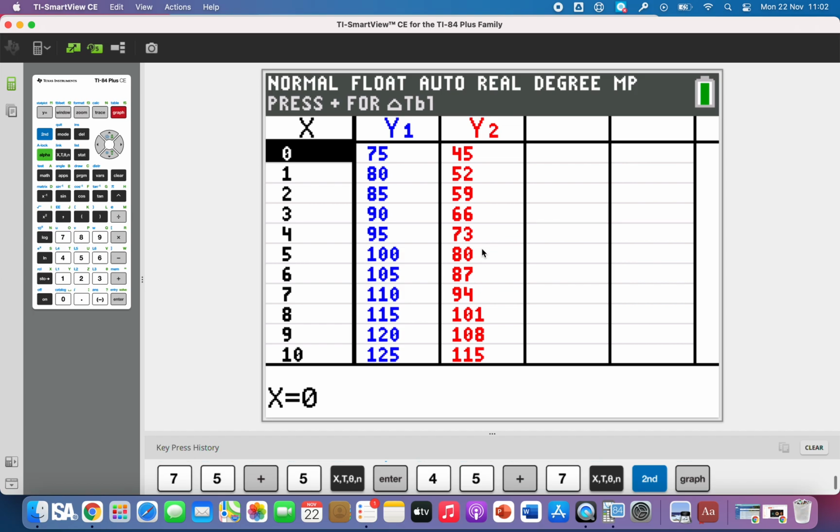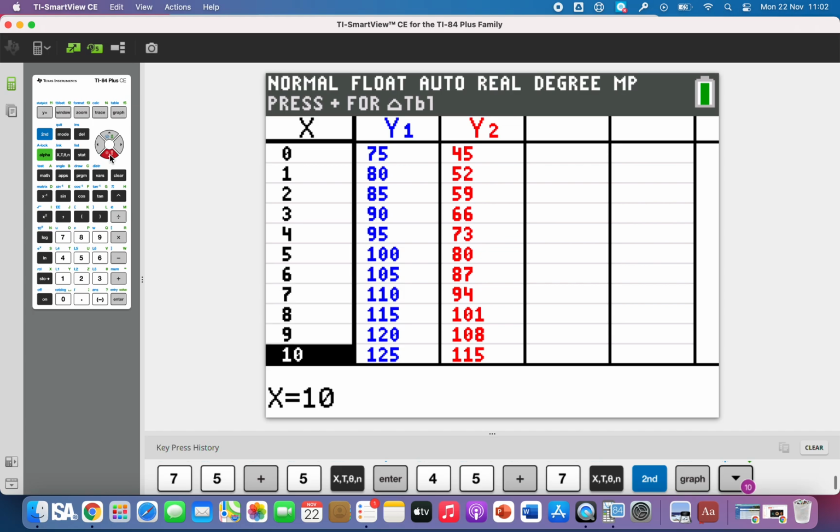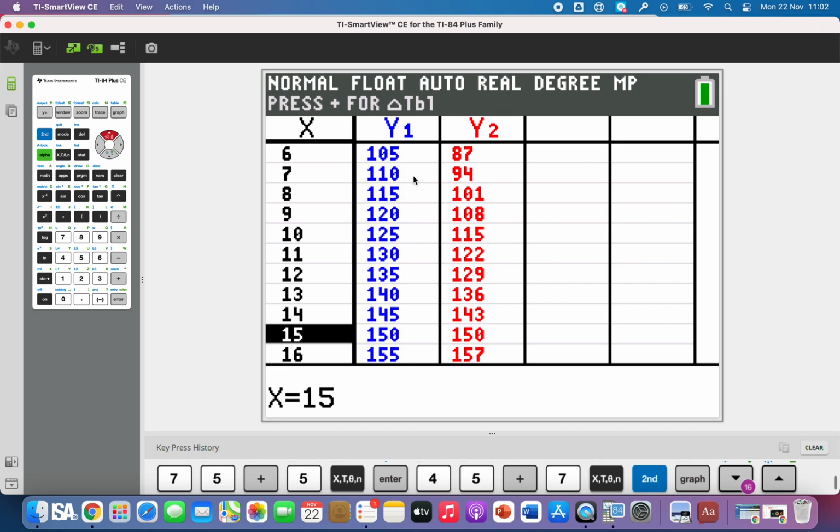If you did this already algebraically, you know that n is equal to 15. So you simply use the arrow keys, scroll down all the way to 15, and you should be able to see that y1 and y2 are both 150. It shows that it will take 15 students for the cost and the income to be exactly the same, which in this case is 150 euros. Okay?